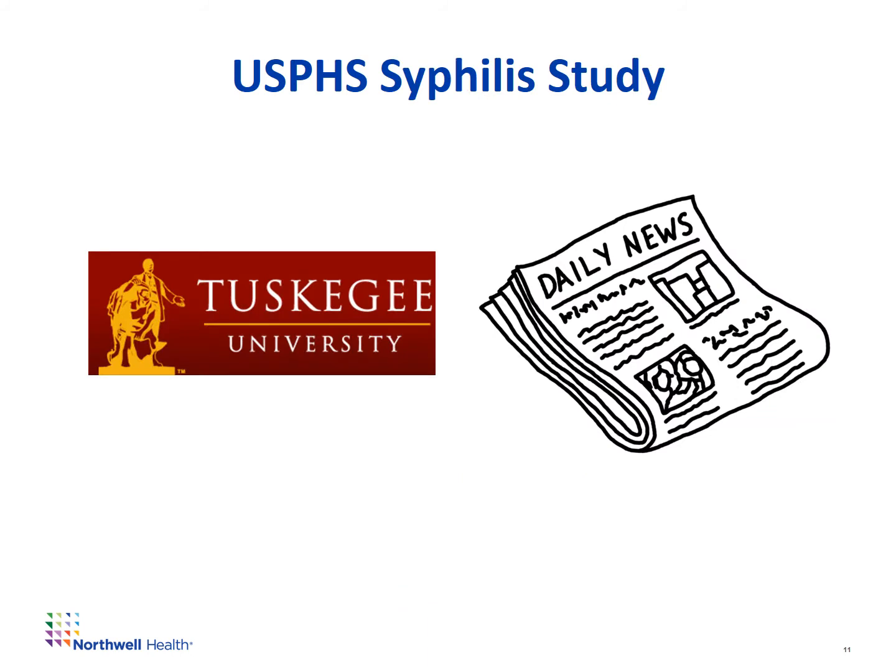On July 25, 1972, Jean Heller of the Associated Press broke the story that there had been a 40-year non-therapeutic experiment called A Study on the effects of untreated syphilis on black men in the rural South. What was this? How did it happen? And how did it shape the ethical climate of our country?